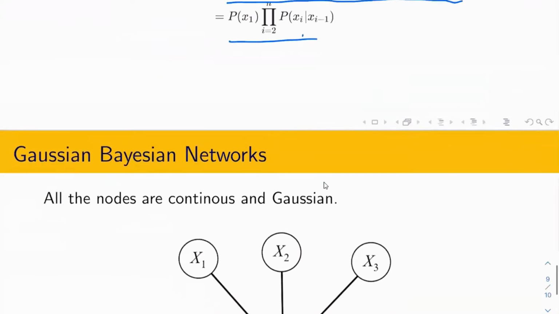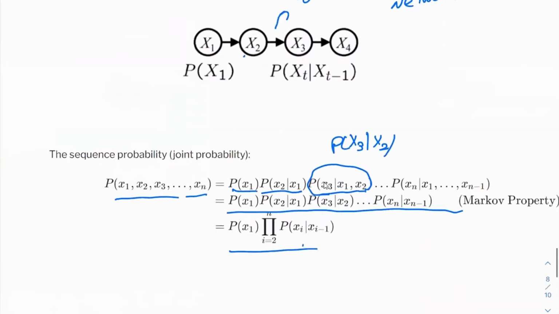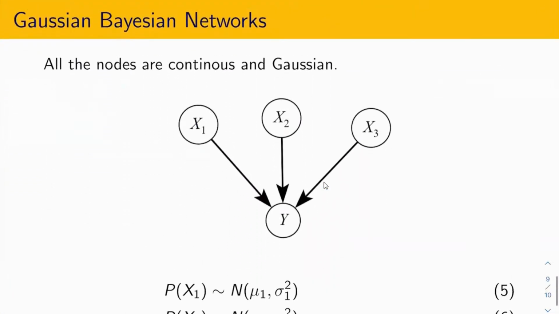Now let's talk about the Gaussian Bayesian network. You don't find much information on the internet about Gaussian Bayesian networks. At least you don't find much easy to understand information. What does Gaussian Bayesian network mean? It's a network where all the nodes are continuous and they follow a Gaussian distribution, a normal distribution.